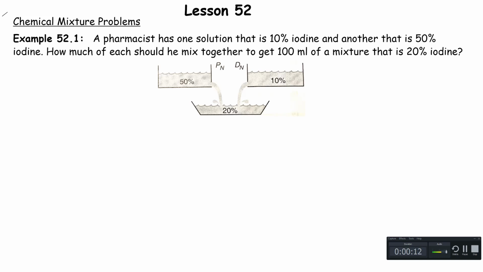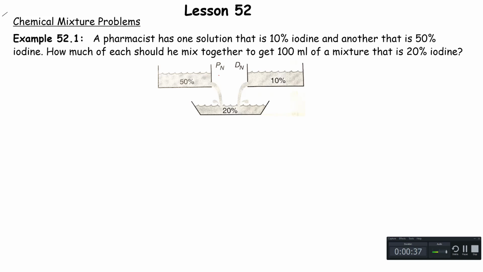Lesson 52 is about chemical mixture problems. Example 52.1 says a pharmacist has one solution that is 10% iodine and another that is 50% iodine. How much of each should he mix together to get 100 milliliters of a mixture that is 20% iodine? The way we're going to do this problem is we're going to write two equations in two unknowns, and we're going to solve it using elimination.